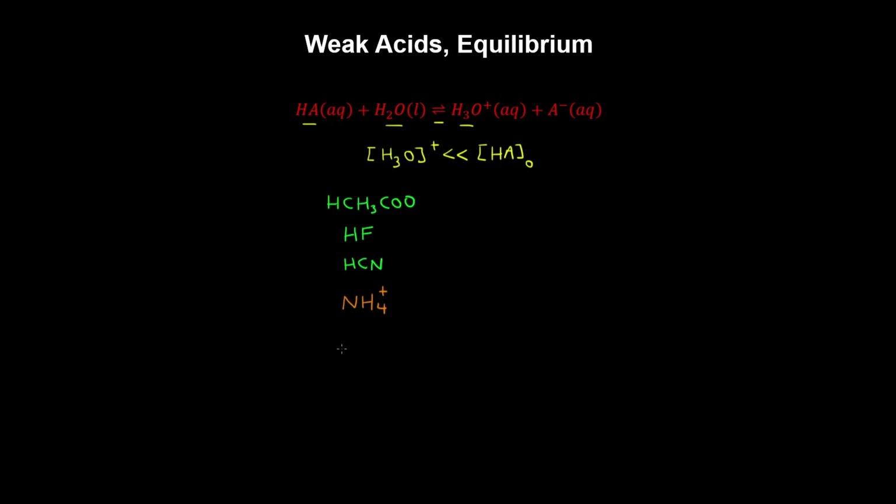So for this reaction, the equilibrium constant, also known as the acid dissociation constant, is written in terms of the concentrations of the products and the equilibrium concentration of the weak acid. And this is often shown as pKa, which is basically the minus log of the equilibrium constant.